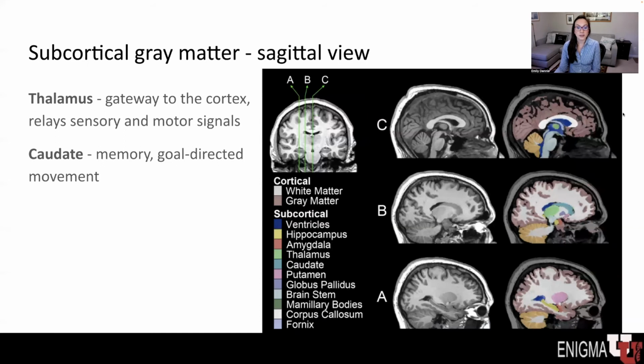The thalamus, as we talked about on an earlier slide here in green, which is in the center of the brain, is a key gateway to the cortex. It relays sensory and motor signals from the outside world up to the brain where it can process it and back out. And we have the caudate here in teal. The caudate is important for memory and for goal-directed movement.